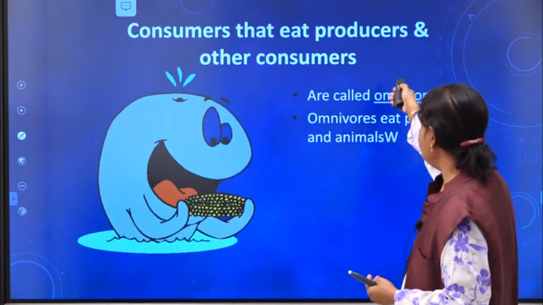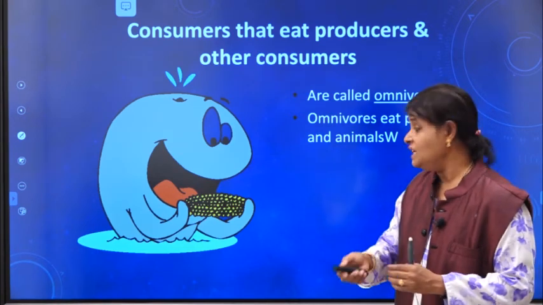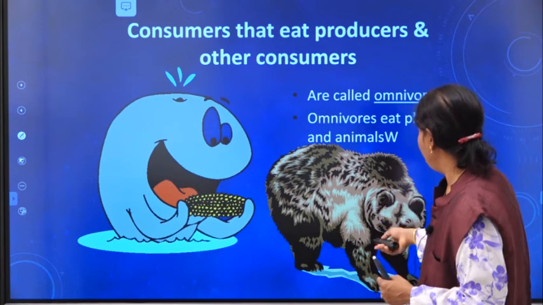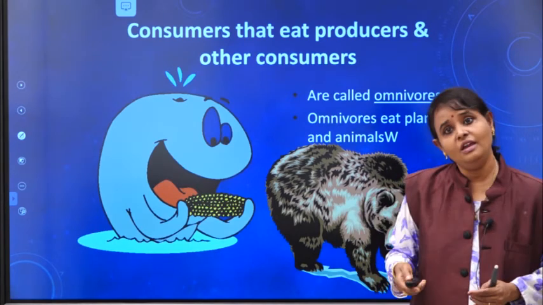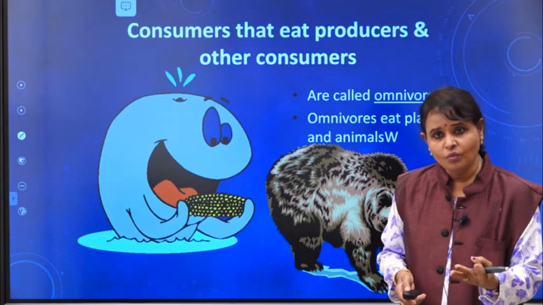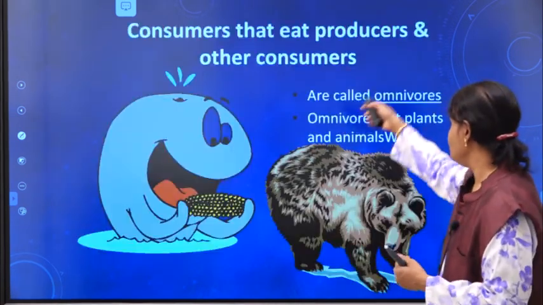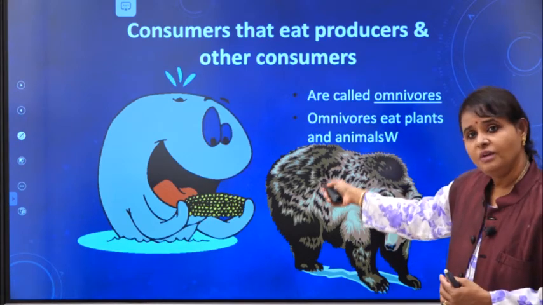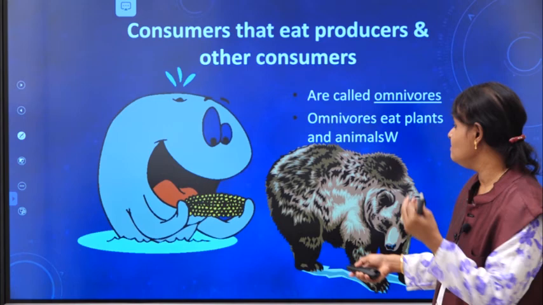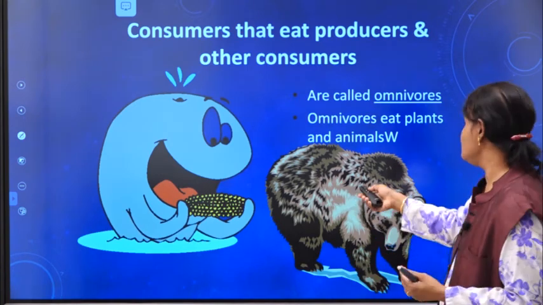Consumers that eat producers and other consumers. That means which eats both plants and animals. What examples shall we give? Other than this, can you give some examples? Man, cockroach, crow. These are examples for omnivore. Right? See, these are examples for omnivore. You can give example of crow, cockroach, man. Omnivore means which eats both plants and animals.